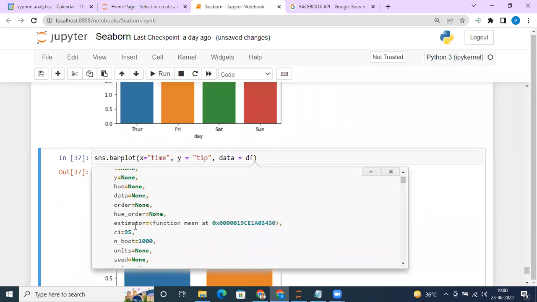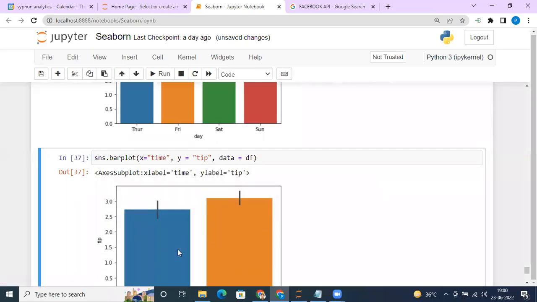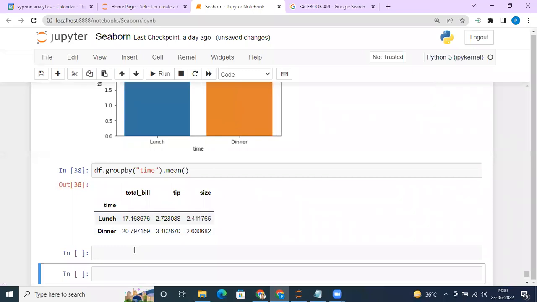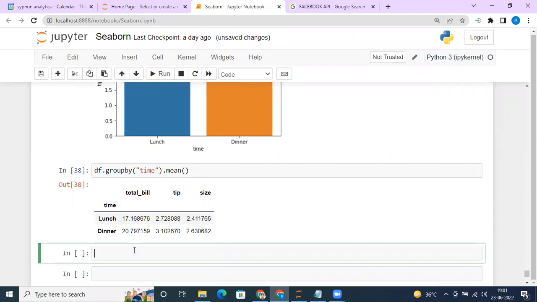Can you see? The estimator is what by default, sir? Can you see? Mean. Yes. That's why you are getting the average value. But we can change it. I'll tell you. Don't worry about that. First, let me explore everything basic so that I can tell you what changes we can make. Now let me come to the next plot.